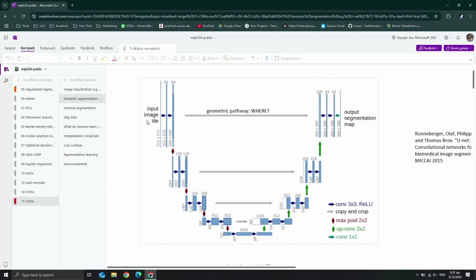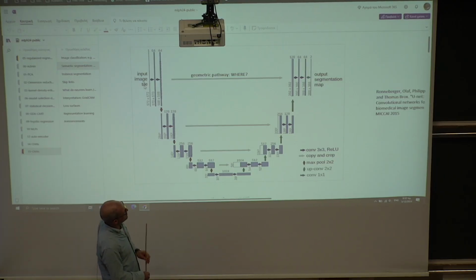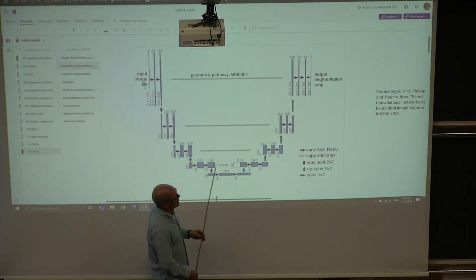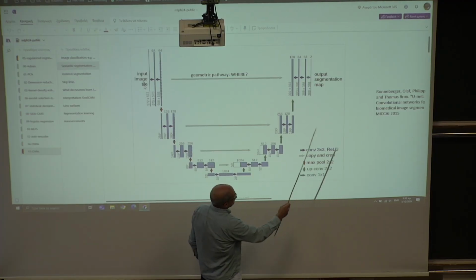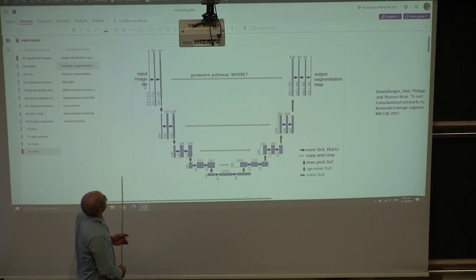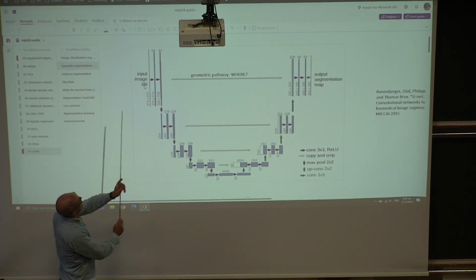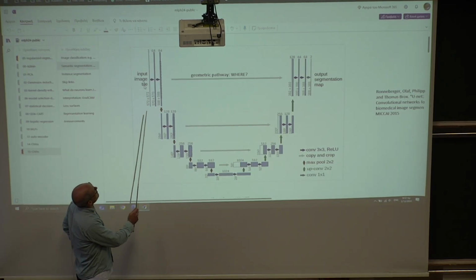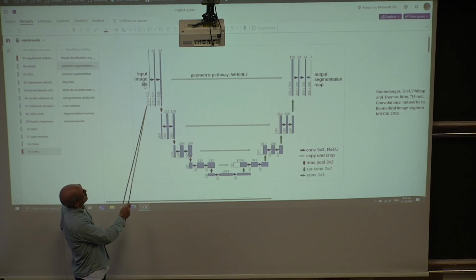And a typical architectural motif is the U-Net or the hourglass network. It's basically the same idea, just invented in parallel by different groups. This one here was invented in Freiburg by Olaf Ronneberger. And let's look at what it does. So it starts with a high resolution version of the image.